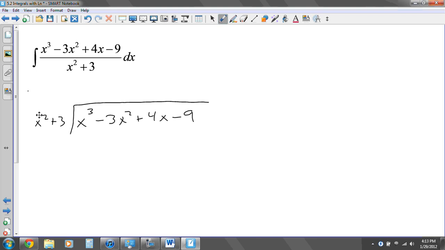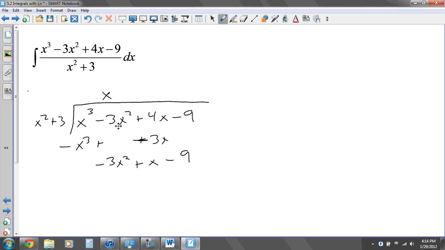So x squared, to make it match the x cubed, I'm going to multiply it by x. So multiplying this by x, I'm going to get x cubed plus 3x. Okay, and I'm going to want to put that 3x underneath the other x's. Okay, and then I'm going to be subtracting that. So I'm subtracting this and this. This cancels. This drops down. And this turns into x, and then I've got the negative 9 that comes down also.